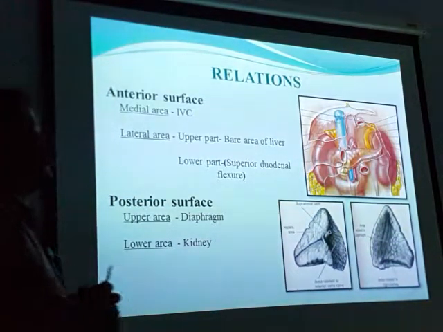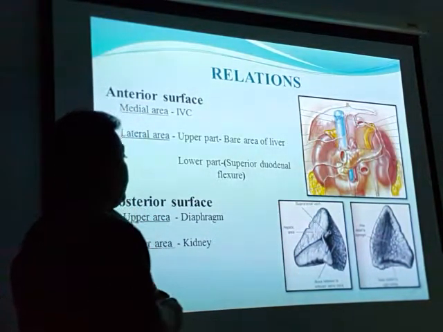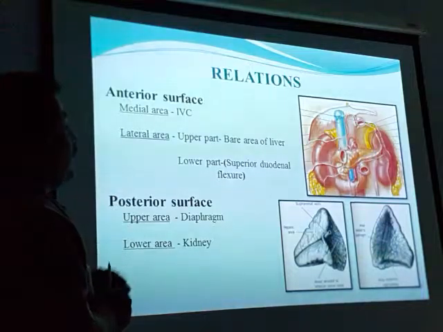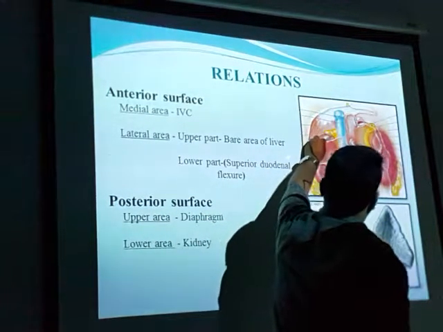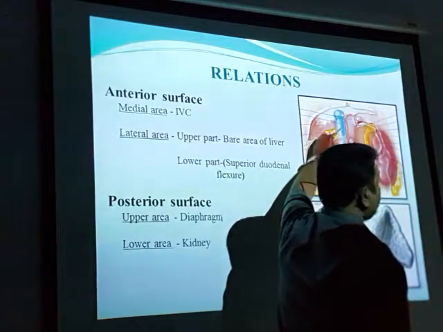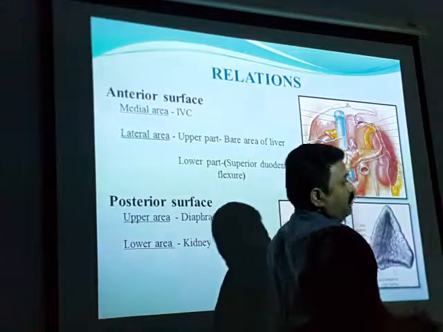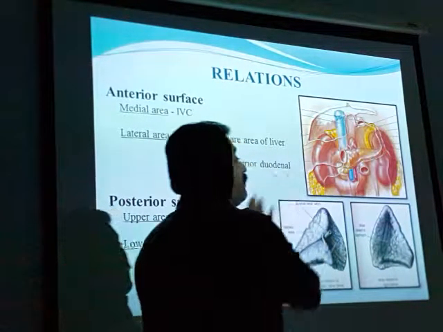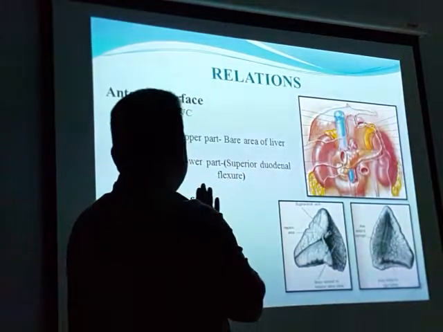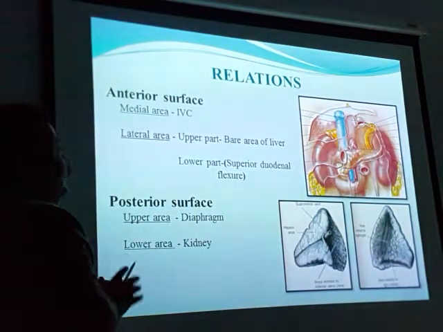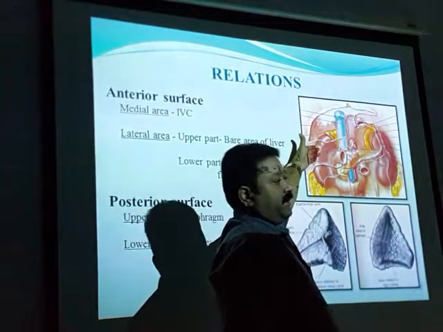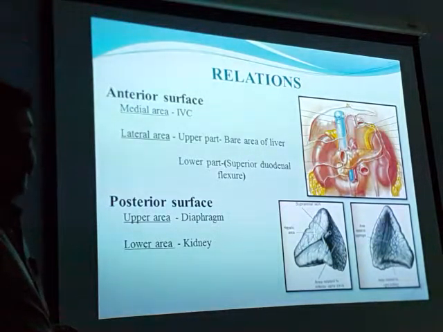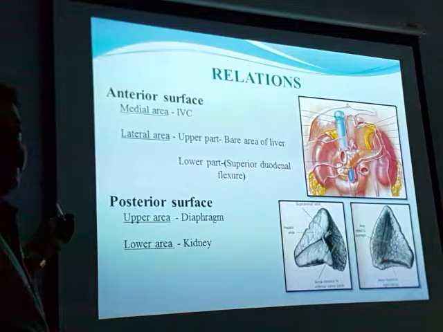Next is the posterior surface of the right suprarenal gland. It is divided into an upper and a lower part. The upper area is related with the diaphragm. This is the anterior surface, and behind this there is the posterior surface. Here it is related with the diaphragm muscle, and the lower area is related to the right kidney. This is about the anterior and the posterior relations of the right suprarenal gland.